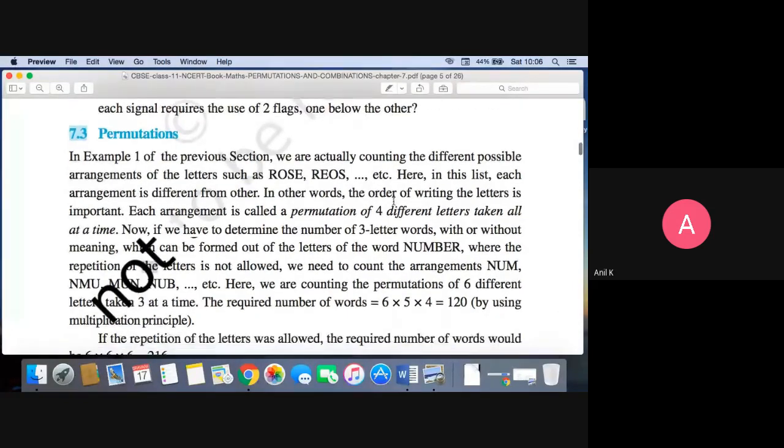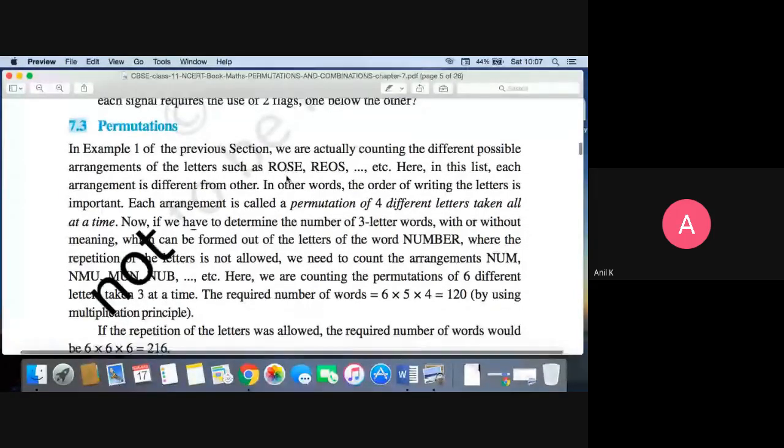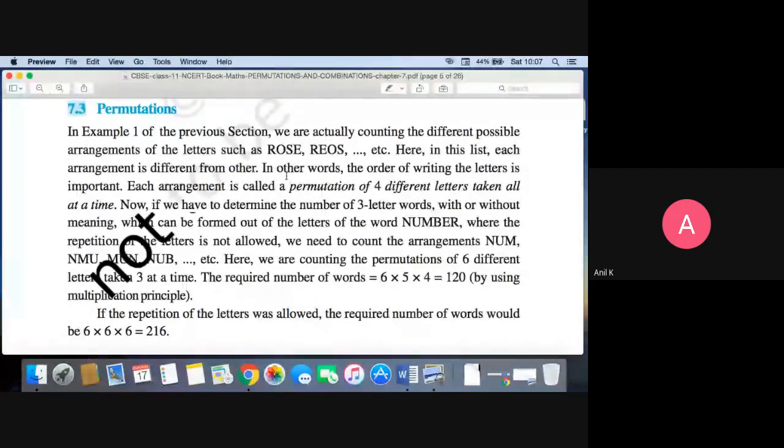permutation. Like in the previous class we discussed, if I take the word ROSE, the question was how many four-letter words I can generate from the letters of the word ROSE. That we discussed, right? 4 into 3 into 2 into 1 without repetition. If it is with repetition, then it is 4 into 4 into 4 into 4, that is 256. That's what we discussed in the last class. I hope everyone remembers. Each arrangement is called one permutation.